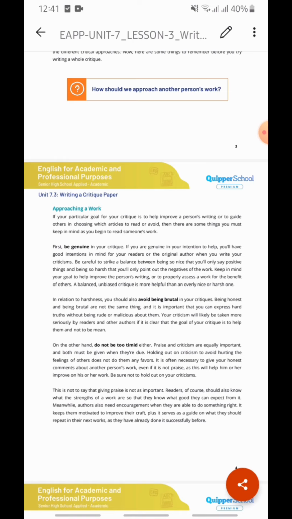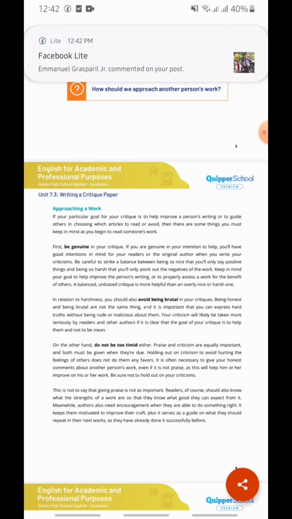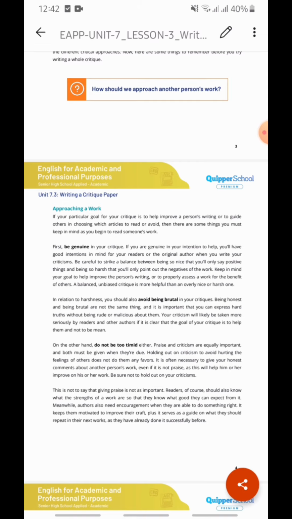So, as I've said kaganina, dapat jud na be genuine or be sincere or authentic ka. Your criticism will likely be taken more seriously by readers and other authors if it is clear that the goal of your critic is to help them and not to be mean. Yes, imong goal is makatabang na sa reader para mag-enhance sila.